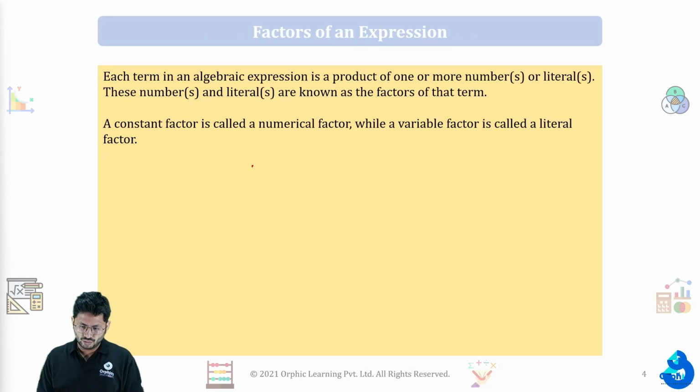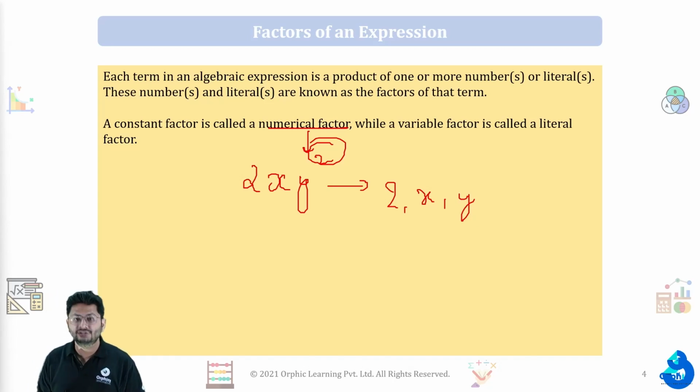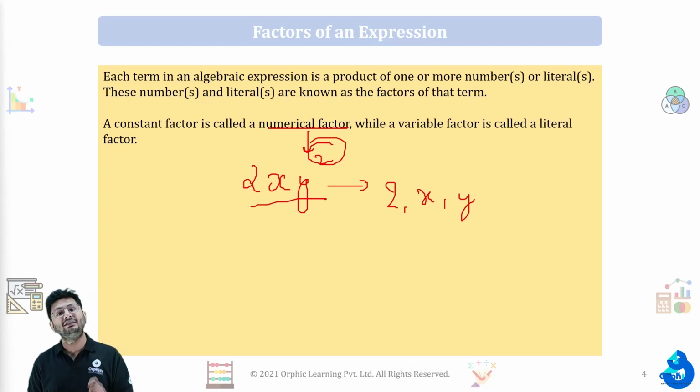Okay, so let's try to understand what it is saying. For example, 2xy. In this, we can say that the numerical factor is 2. The number which is multiplied in the expression. So the numerical factor of the term is equal to 2, and the factors in general are 2x and y. So that defines the factors of an expression. Each term in an algebraic expression is a product of one or more numbers or literals. So in this 2xy, it is a multiplication of 2x and y. So we can say that 2x and y are the factors of the expression. I hope we are able to understand this.